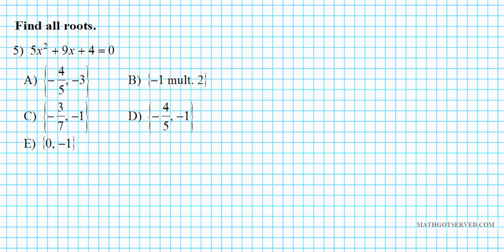All right, let's take a look at problem number 5. We have a quadratic equation here. We are to find all the roots. So we have 5x squared plus 9x plus 4 equals 0. We notice that our options are all rational numbers, so that's an indication that this quadratic trinomial is factorable.